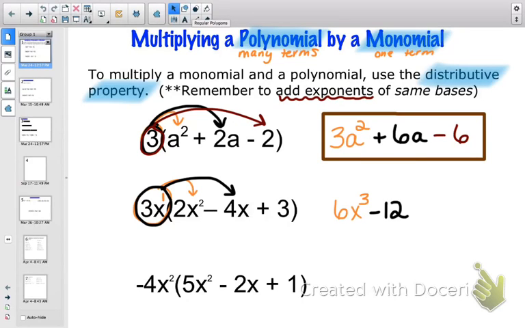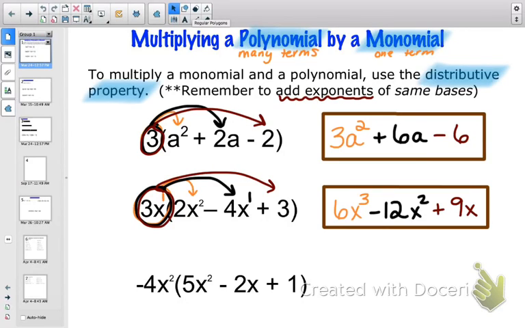Next, 3x times negative 4x, again, don't forget that there's that little 1 there. So 3 times negative 4 is negative 12, and then x times x, 1 plus 1, is 2, so we have x squared. And then my last term, 3x times 3, we have 3 times 3, which is 9, and then we have an x distributing, there's no more x's, so it just stays a single x. Again, no like terms because they have to be the same variable to the same degree in order to add them. So there's my final answer.